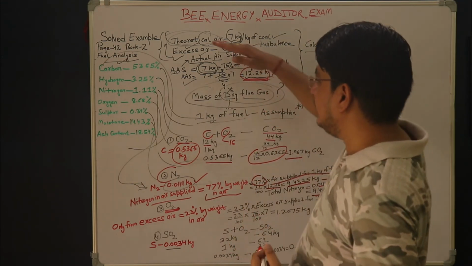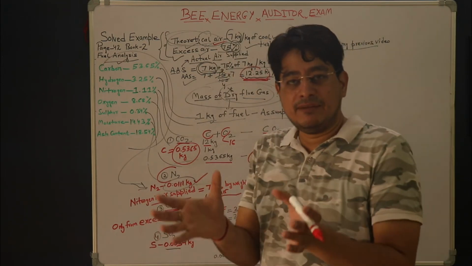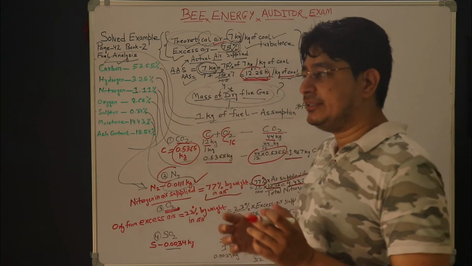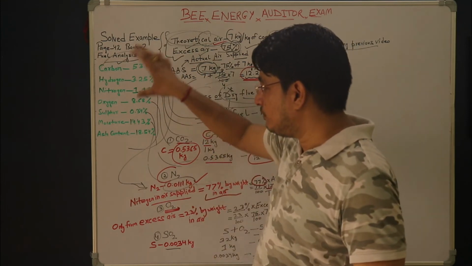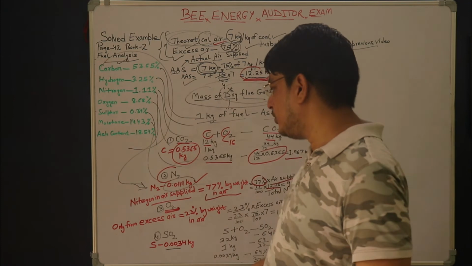So if you are supplying only the theoretical air, you will not find oxygen in the dry flue gas, because whatever amount of oxygen has been supplied with the theoretical air will be consumed by all the constituents of the fuel during their combustion.